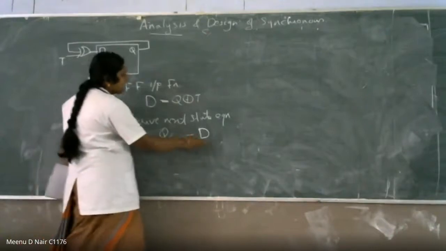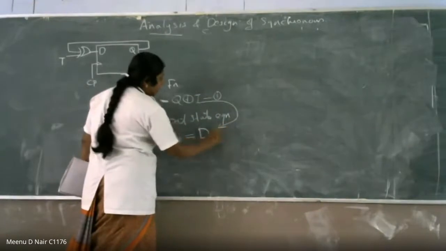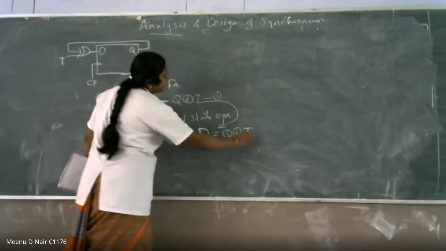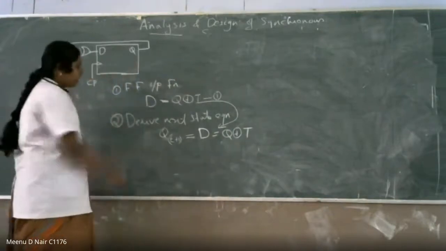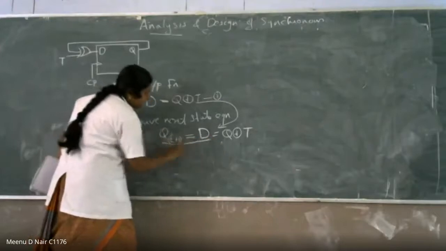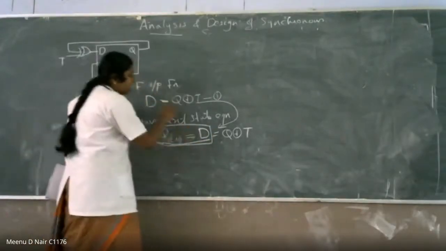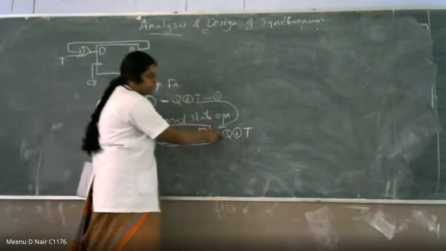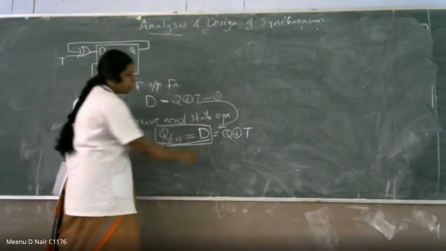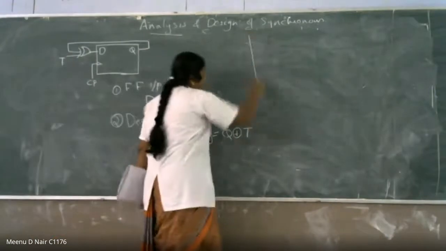So what is D? This is your first expression. D is nothing but Q XOR P. Q of T plus 1 is nothing but D. This is the characteristic equation of the D flip-flop, where D is nothing but Q XOR T. D is equal to Q XOR T. So this is the second expression.